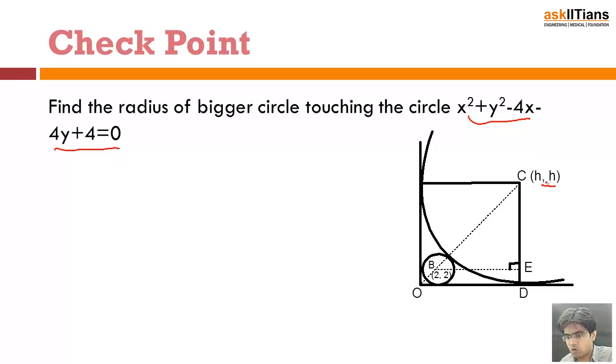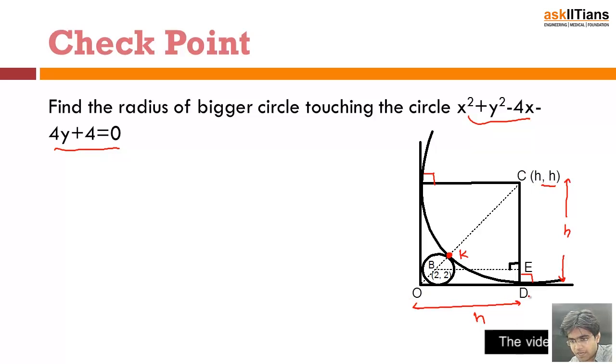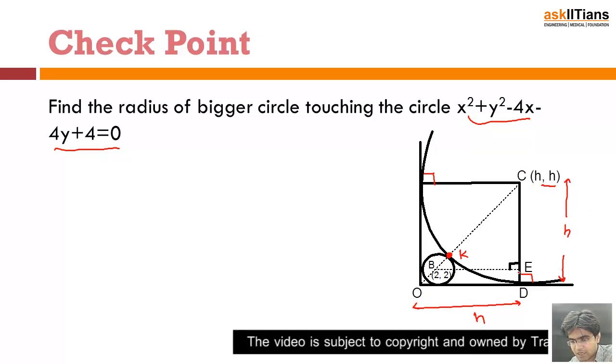If the center is h comma h, the first thing that strikes my mind is that this distance is h, and again this distance is h. You can see that the circle is touching the axes, so this is also 90 degrees, this is also 90 degrees. This is information I can get just by looking at the figure carefully. Now let's say this point is K. We need to find the length of CK. If you look at the triangle COD, this side is h, this side is h, and it's a right angle triangle.